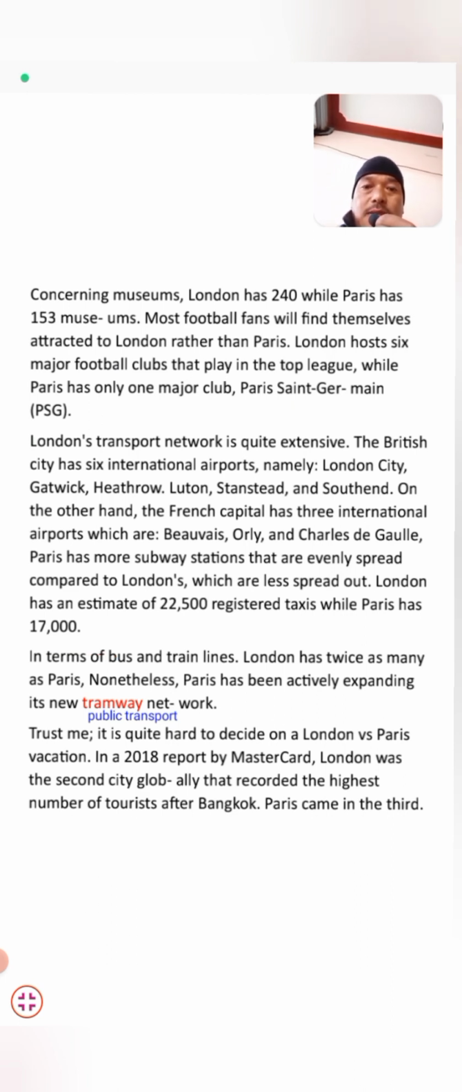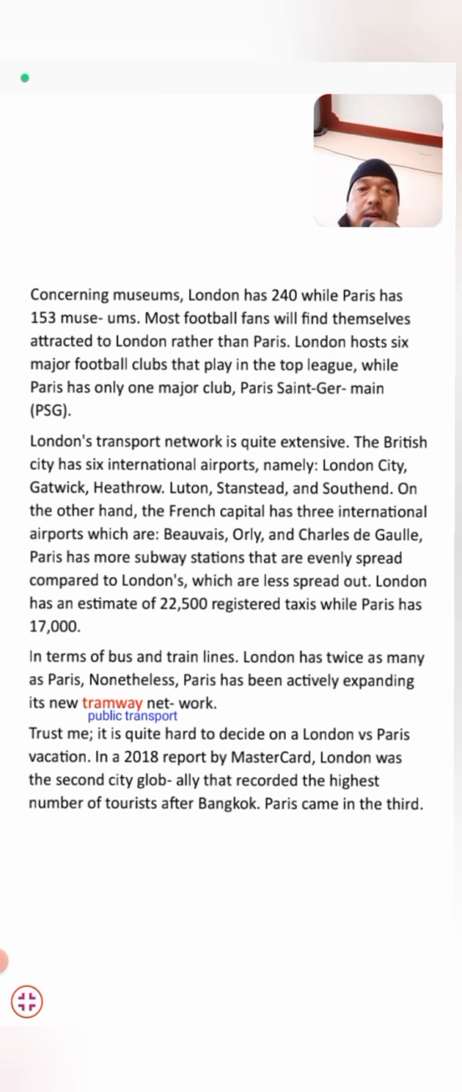In terms of bus and train lines, London has twice as many as Paris, which means London is far ahead of Paris. Nonetheless, Paris has been actively expanding its new tramway, meaning its public transport network. Paris is working towards expanding the public transport network.